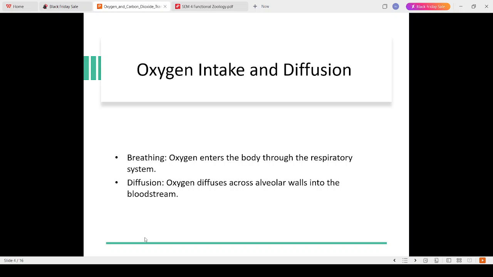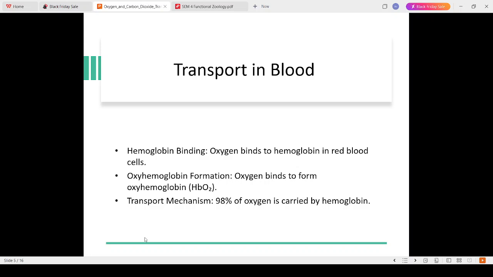So that idea is known as oxygen intake and diffusion. Now next is how oxygen is transported, and that also you have studied, because all these you may be knowing already. In the blood we have hemoglobin. Oxygen binds with the hemoglobin, and as a result of that binding, we get what is called oxyhemoglobin.